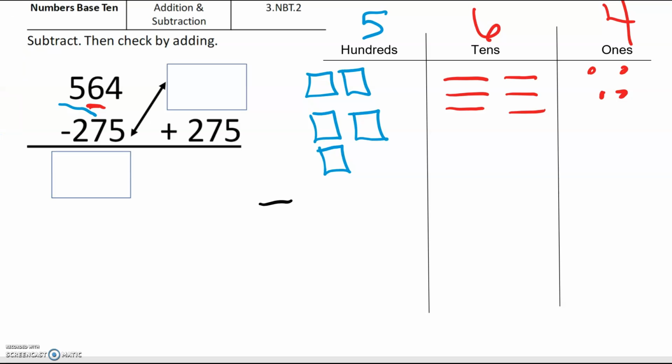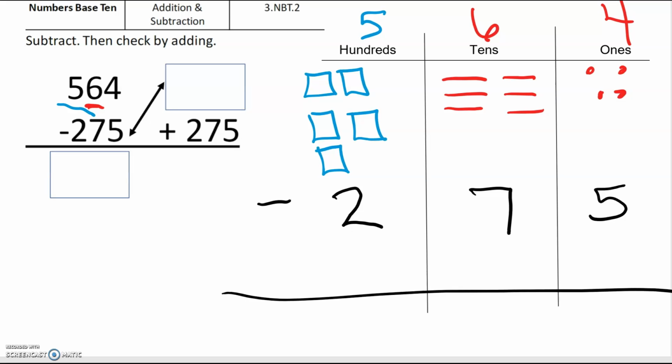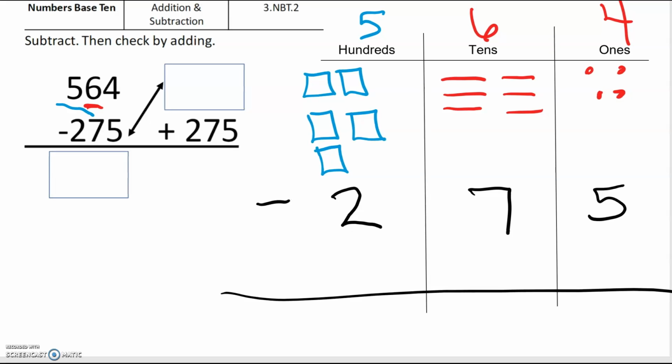And our goal is that we want to take away 2 hundreds, 7 tens, and 5 ones. And when we get done, we will have our answer. To do subtraction, we are going to want to look at ones. It's kind of different than normal, where you're going to look from ones, tens, and then hundreds. So we're going to come here, and I need to subtract 5 ones.